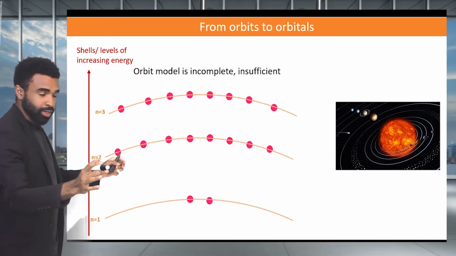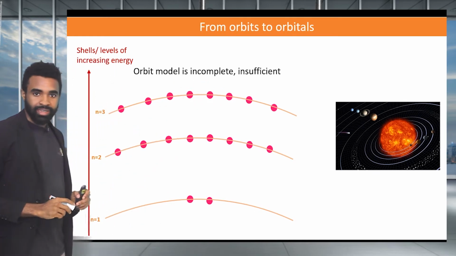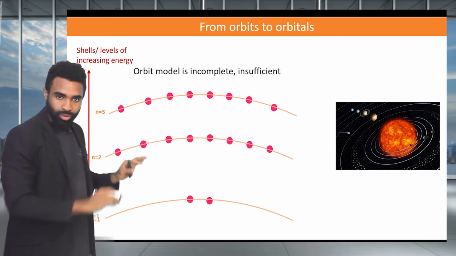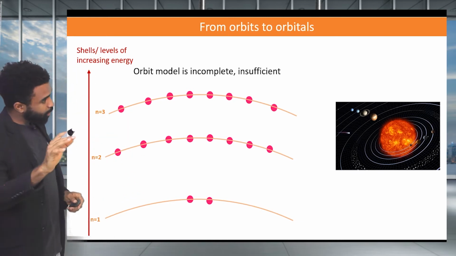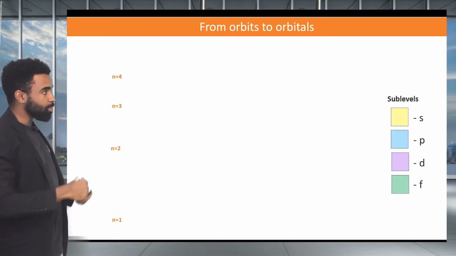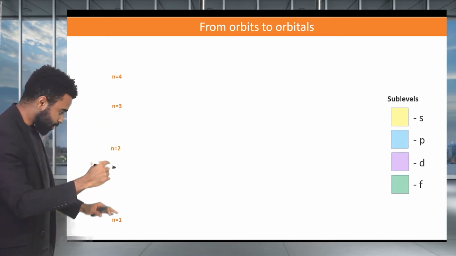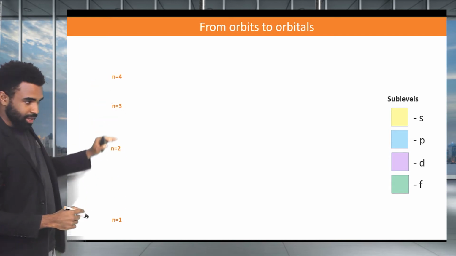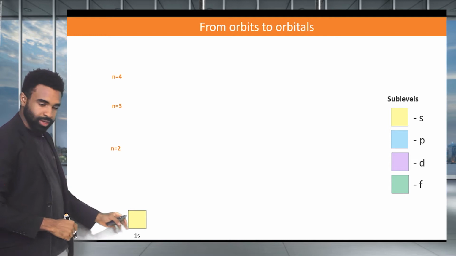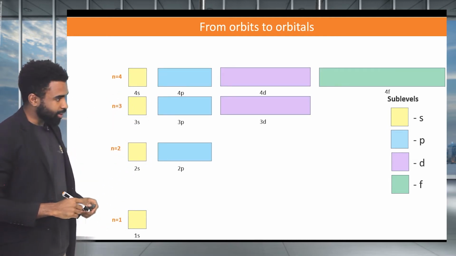In a previous video, we had described what's called the orbit model of electronic configuration, in which electrons are arranged in these sort of planetary orbits. But we said this model was not sufficient to explain certain phenomena. So we moved on to the orbital model. Within the orbital model, each energy level here is made up of a bunch of sublevels. Here we have one sublevel, two sublevels, three sublevels, and four sublevels there.